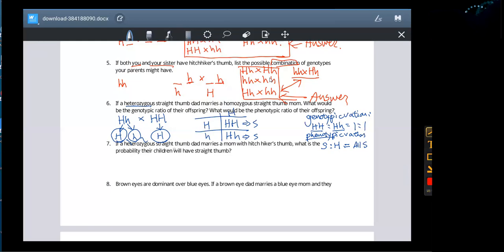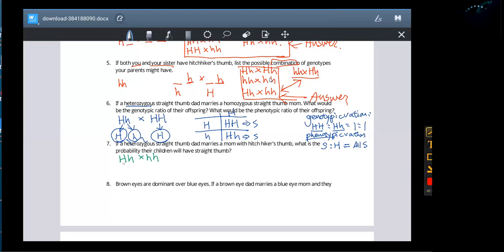If a heterozygous straight thumb dad, heterozygous straight thumb, we know from the last question, marries a mom with a hitchhiker thumb. Well, hitchhiker can only be homozygous recessive. Now, what is the probability of their child having a straight thumb? How do I solve this? I go through the steps again.